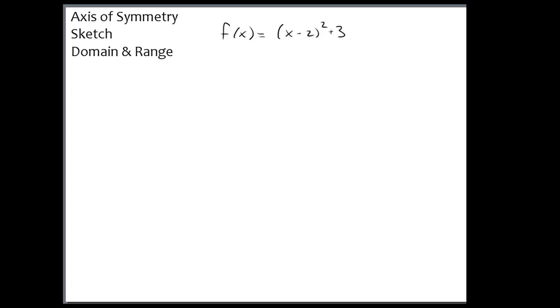In this video, we're looking to find the axis of symmetry. We're going to sketch this parabola, and then we're going to describe its domain and range. The axis of symmetry lies on the vertex. It passes through the vertex.